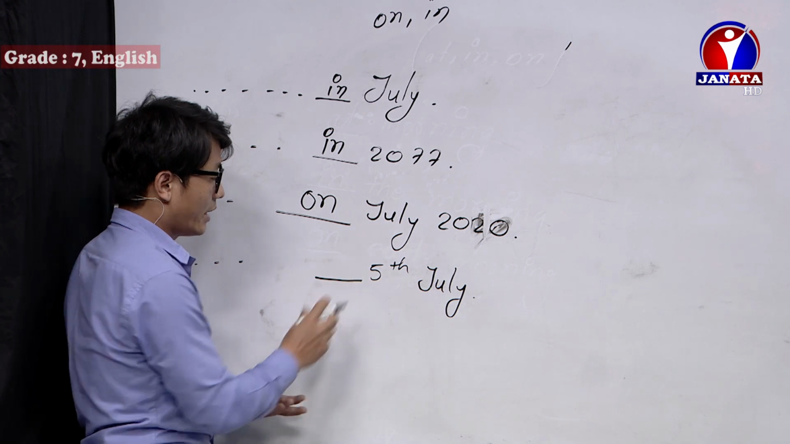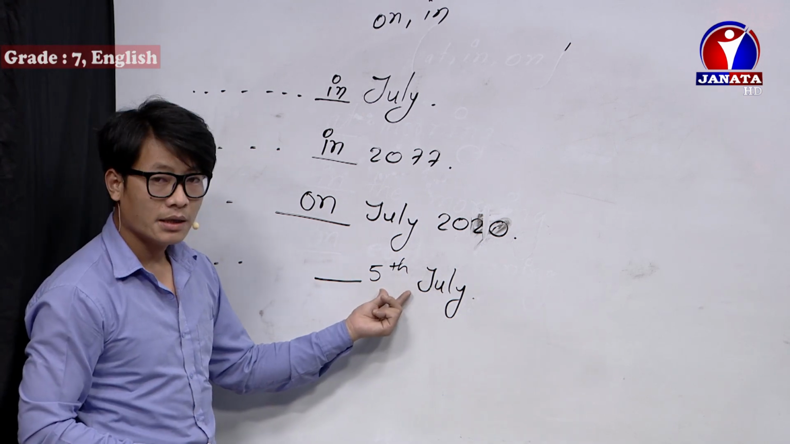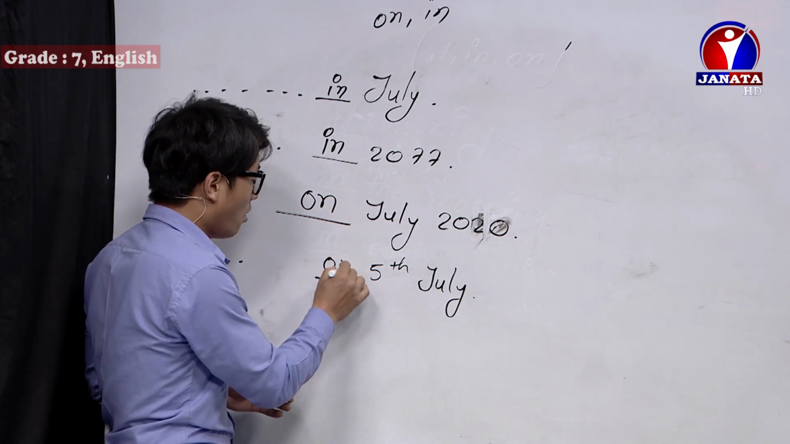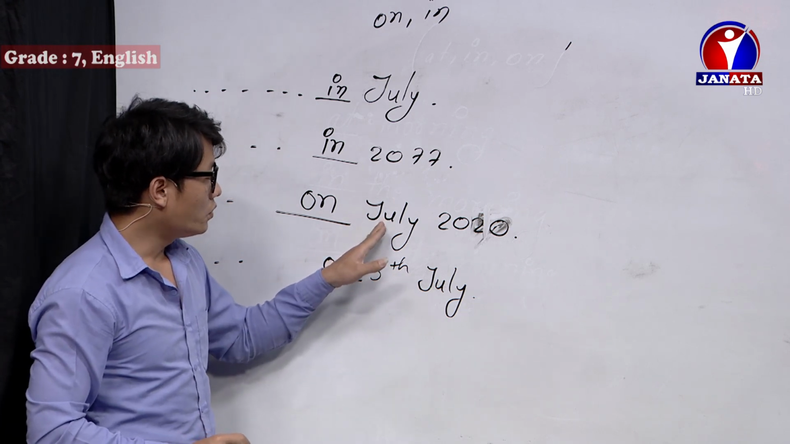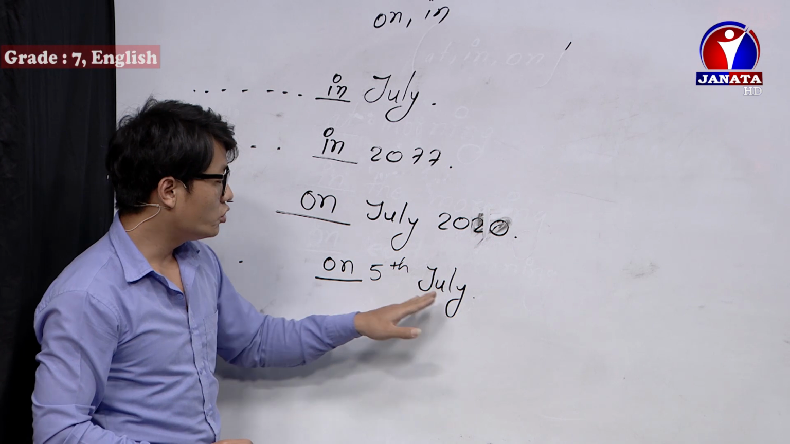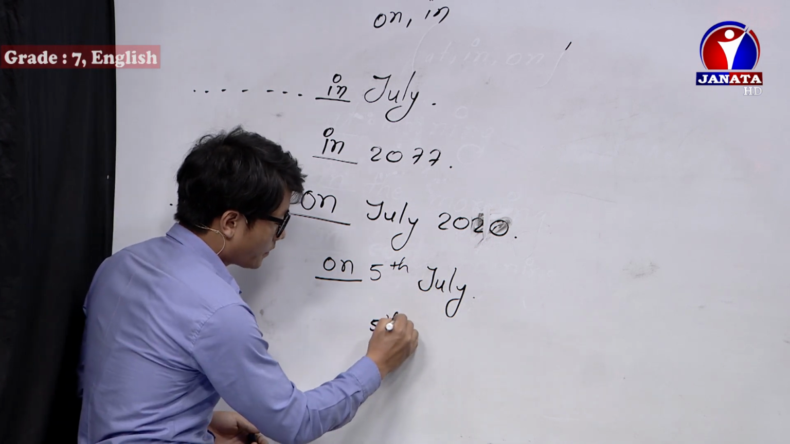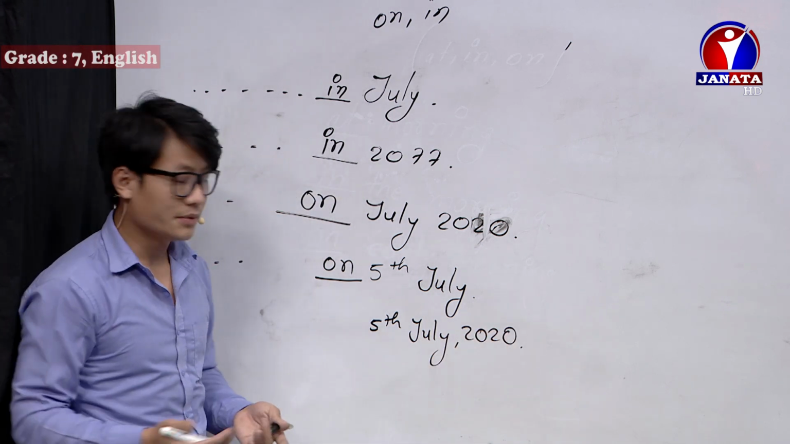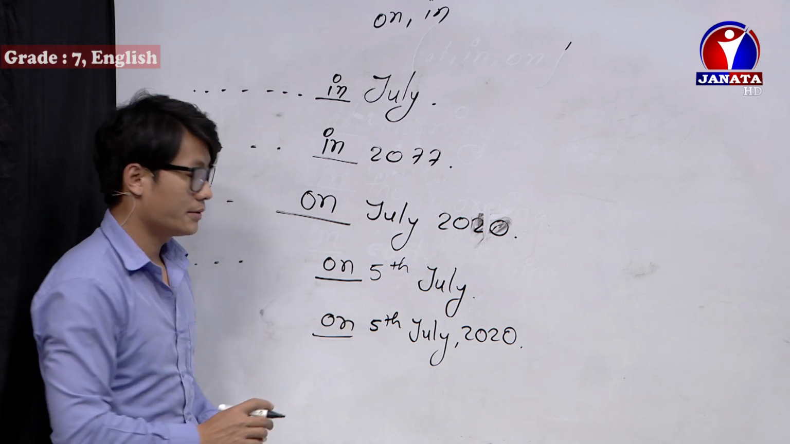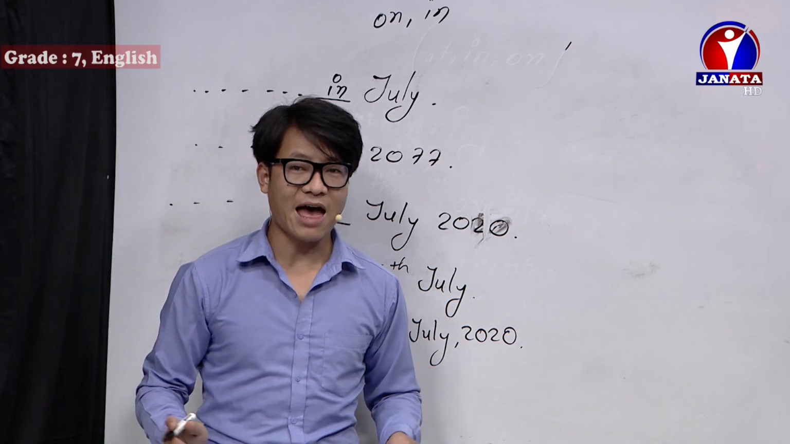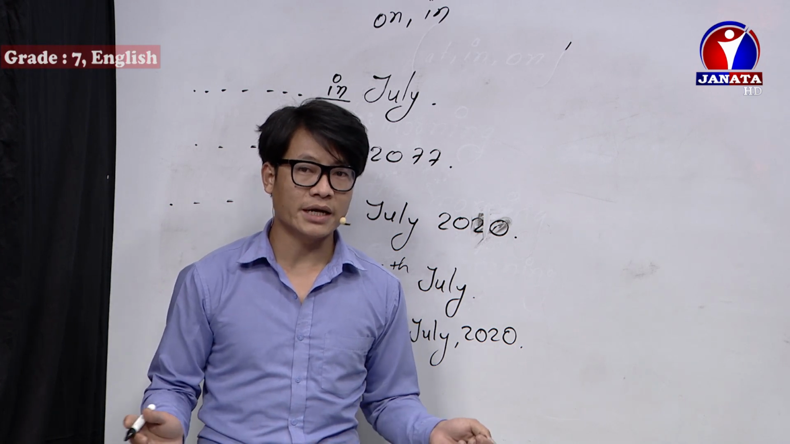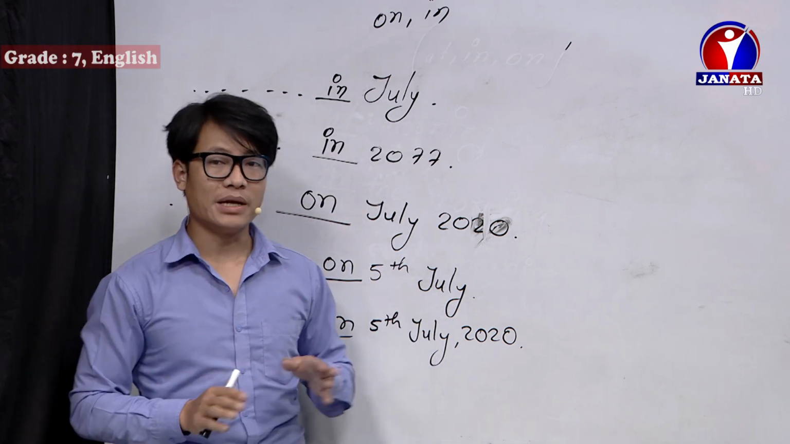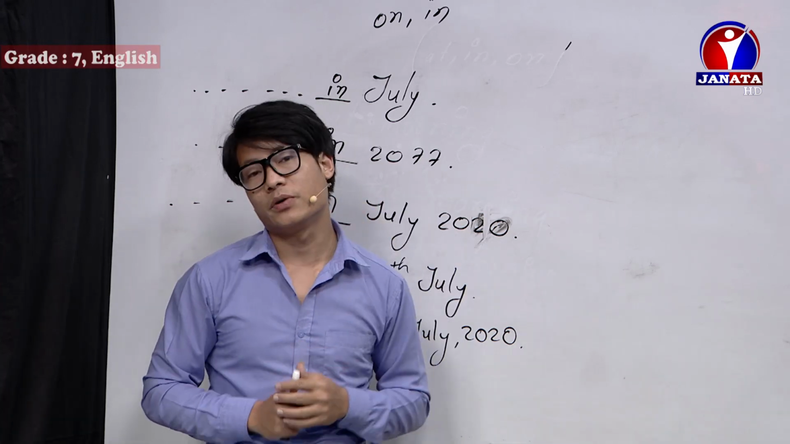So here also we can see month and date. When there are two or more, then we use "on": on July 2020, on 5th July, or you can write here 5th July 2020. It also can come, so we use "on". So I feel that you don't have any question while using "on" and "in" with a date. Only one year, "in"; only one month, "in"; but if month and year are together, then the preposition "on".